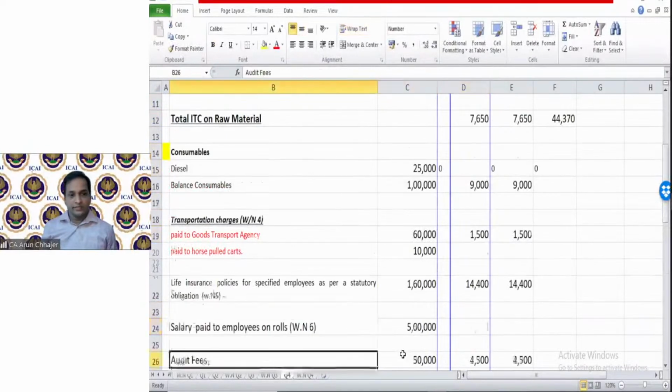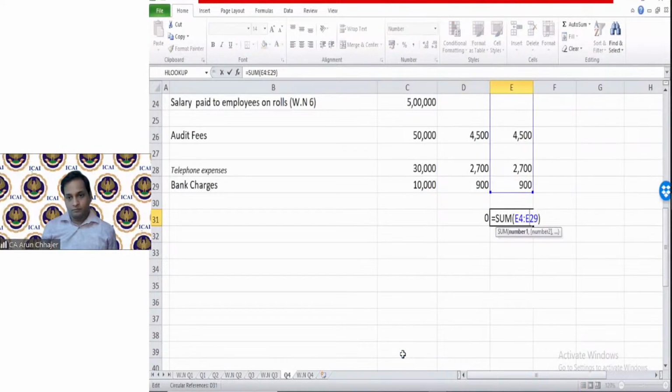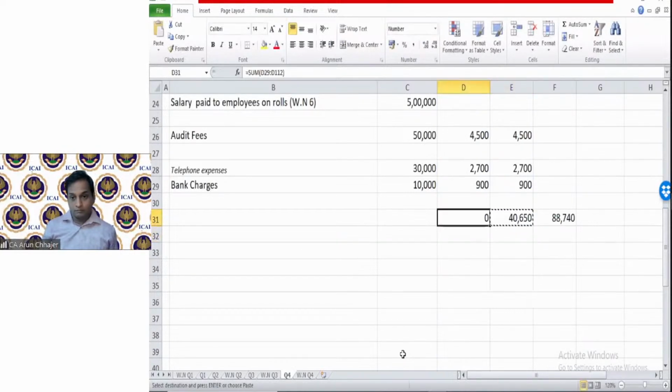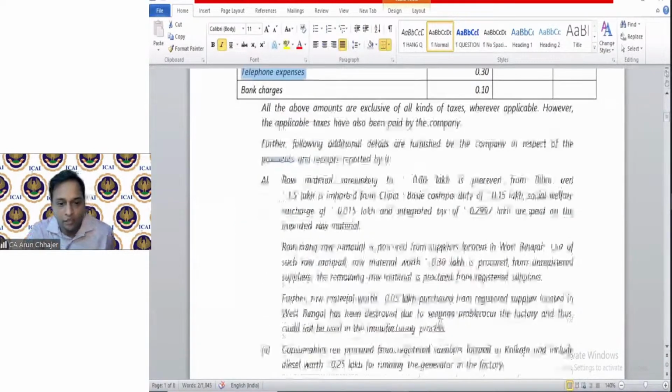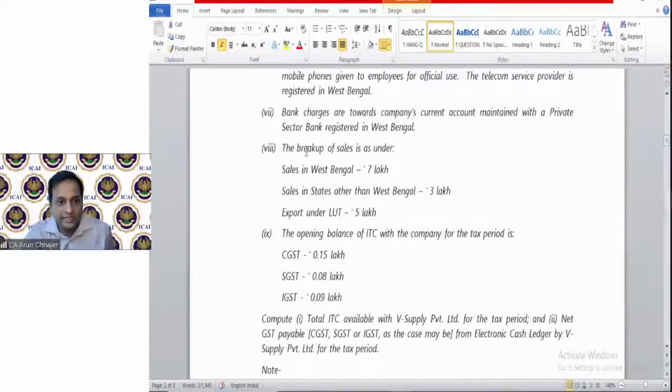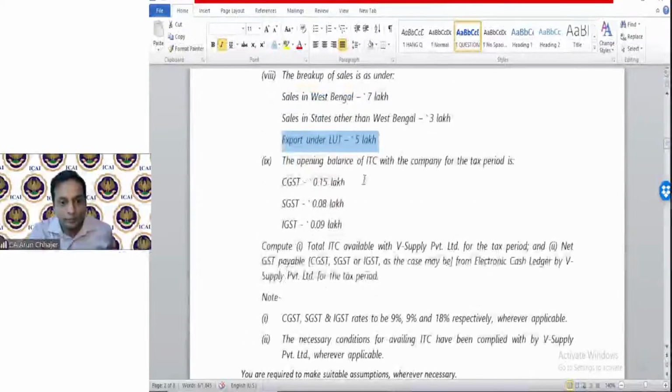So we have to start with serial number 12. Okay. Now they are saying the breakup of the sales is as under: sales in West Bengal, sales other than West Bengal, and export under LUT. Fine. 7 and 3, 10, plus 5, 15 lakh. What is the total sales? 15 lakh. Perfect.